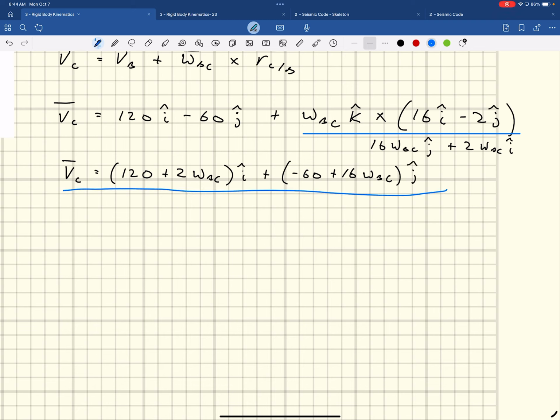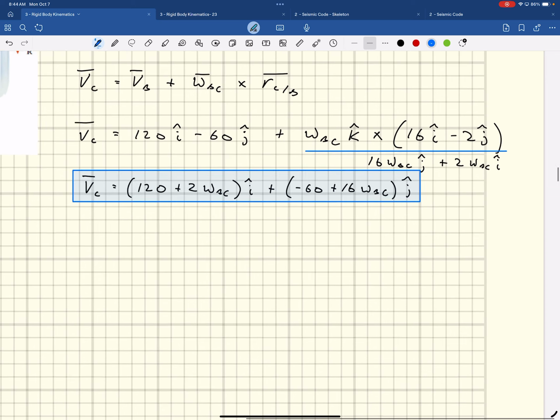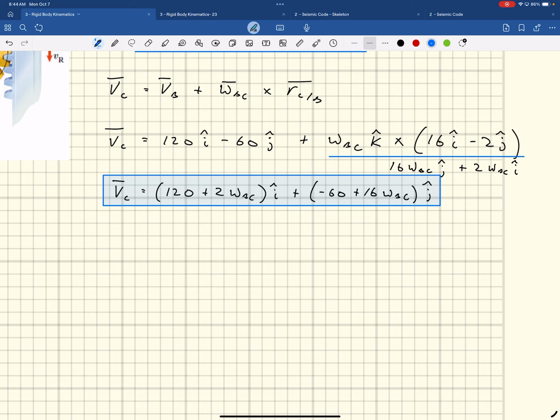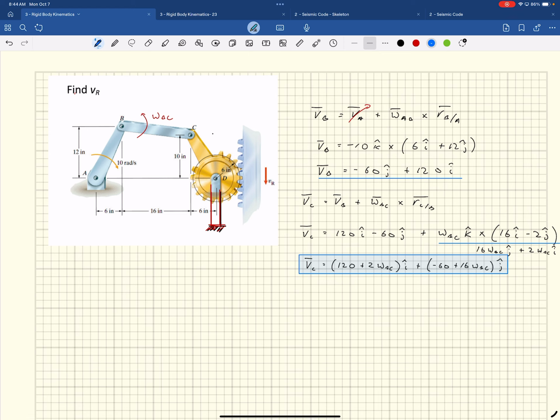You notice it's bogging down on us a little bit, because I don't know what omega BC is. So you just lumped it. I can see a calculator being helpful for this, or MATLAB. I got my I's and my J's, but I don't know what omega BC is. So you're kind of bogged. I can't put actual numbers in there, because I can't solve it yet. So what I've got to do is keep going.